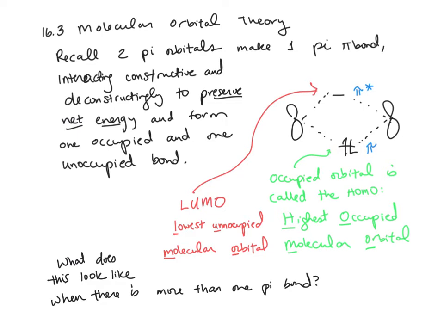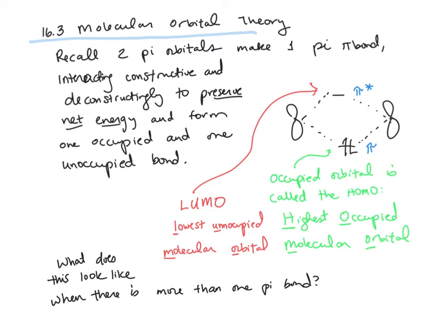Section 16.3 focuses on molecular orbital theory. Recall, let's go back to just the very basics. We're going to skip the s orbitals and skip the sp2 orbitals and the sp orbitals and only focus on pi bonds in this section.